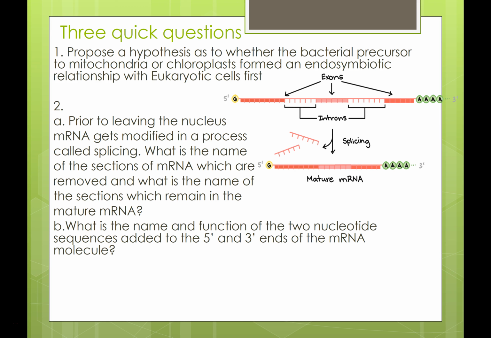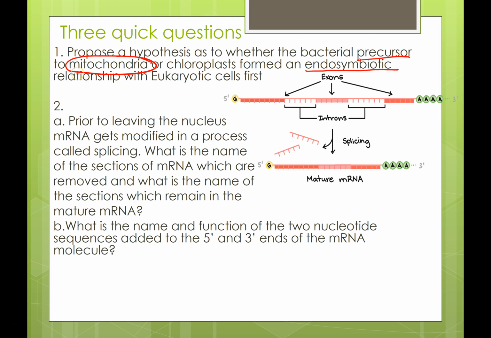Really quick, we'll go through these 3 quick questions, so pause the video here. The first question says, propose a hypothesis as to whether the bacterial precursor to mitochondria or chloroplasts formed an endosymbiotic relationship with eukaryotic cells first. Precursor just means what came before mitochondria or chloroplast, and the endosymbiotic relationship is the mutually beneficial relationship that these had. Hopefully you can identify that most likely the bacteria that came as a precursor to mitochondria came first.